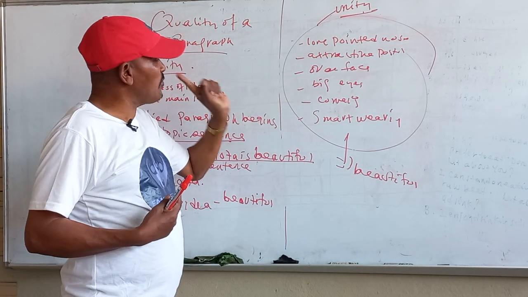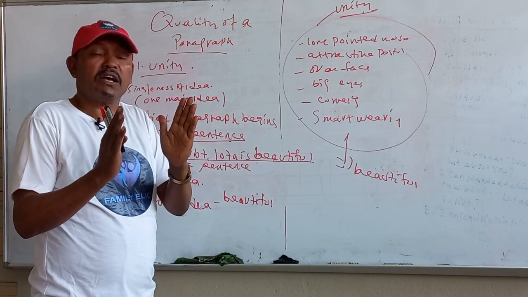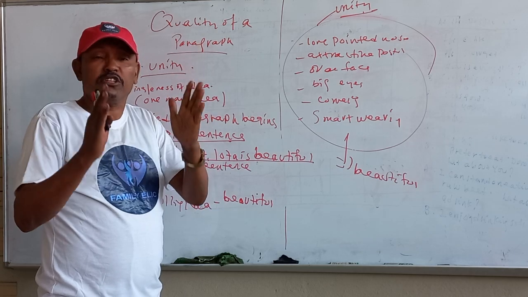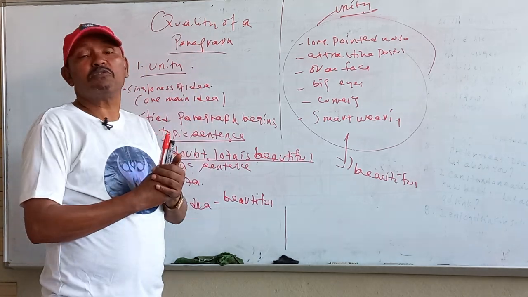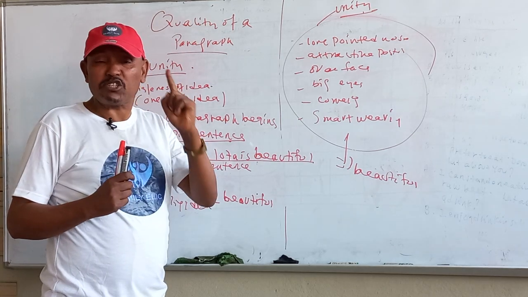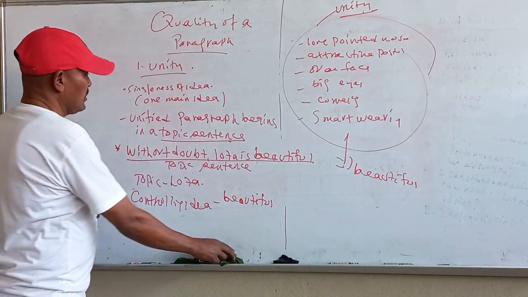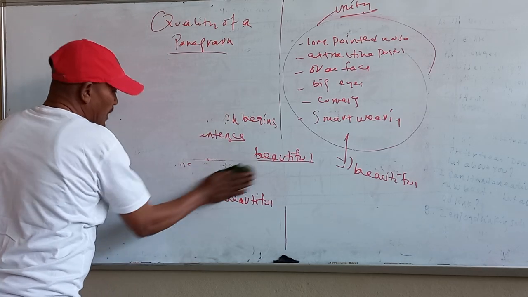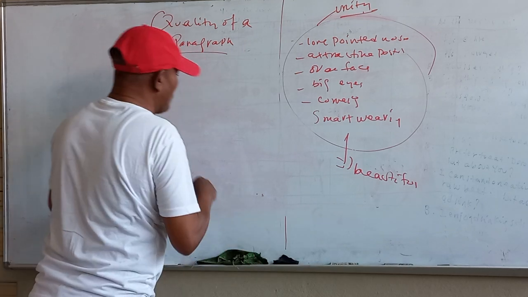So when you say unified, it means we can get a unified paragraph in the introduction or at the topic sentence, and it deals with only one content, one idea. That's called a unified paragraph, one of the best qualities of a paragraph. Let me give you a second example here. What does unity in a paragraph mean? Look here.